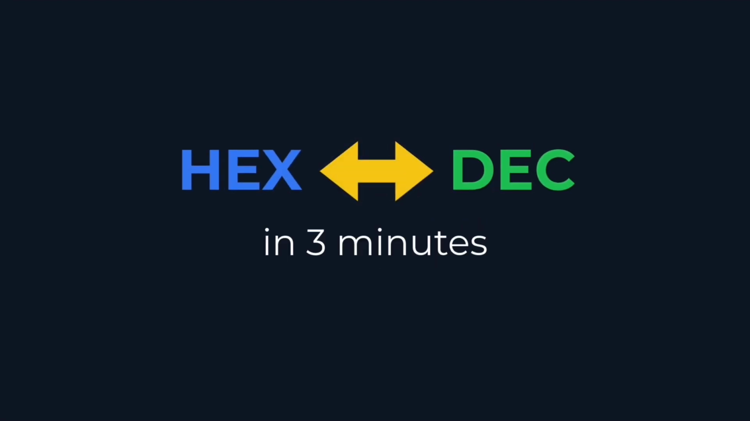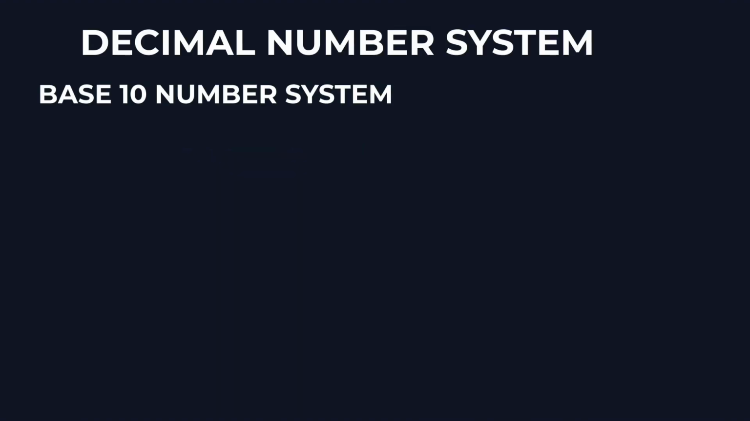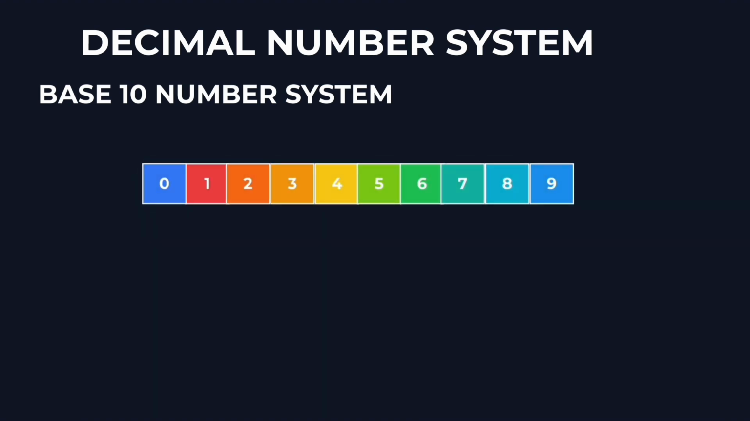Hello everyone. In this video, we will understand how to convert between hexadecimal and decimal. The decimal number system is a base 10 number system, which means it uses 10 symbols to represent numbers. In the decimal system, the value of a number depends on the position of its digits. Each position represents a power of 10.